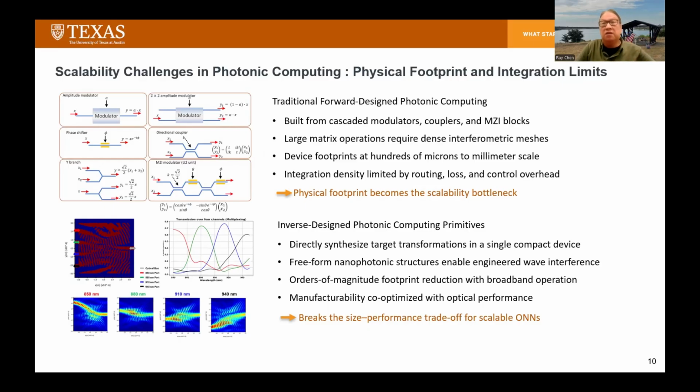So to break the size issue here, we explore inverse design of photonic computing primitives, where we directly synthesize a target transformation in a single compact device. The free-form nanophotonic structures enable engineered wave interference and bring orders of magnitude footprint reduction with broadband operation.